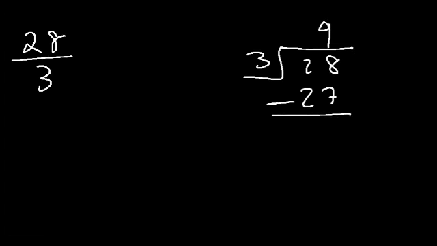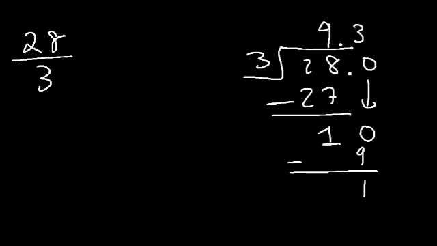So now we have to subtract. 28 minus 27 is 1. We're going to add a decimal point and bring down a 0. 3 goes into 10 3 times. 3 times 3 is 9. And the difference is 1. So you bring down another 0, you get 10.